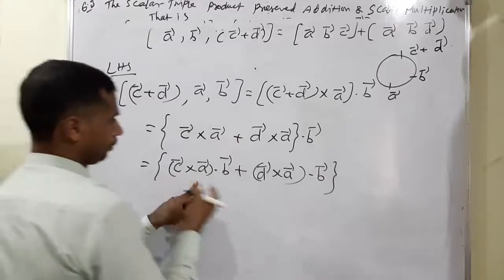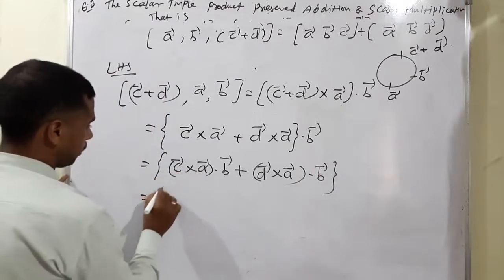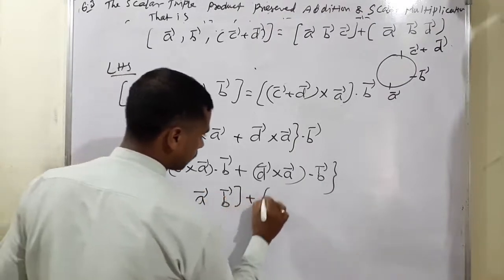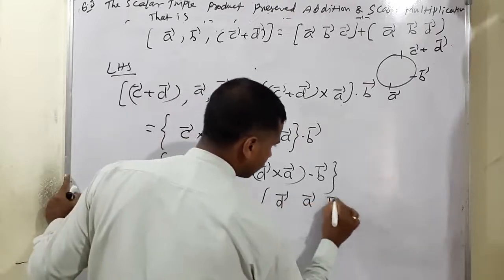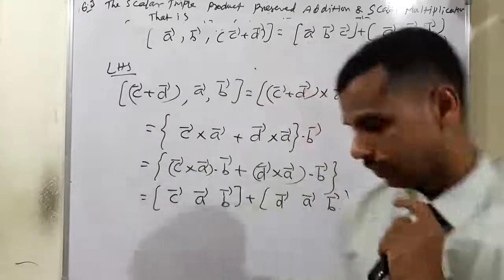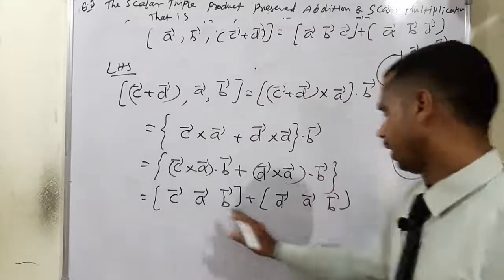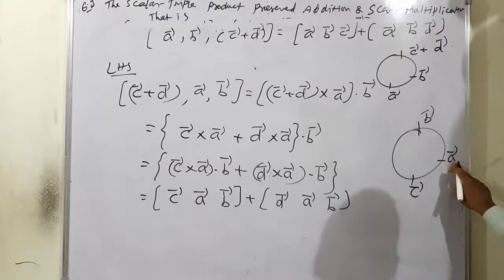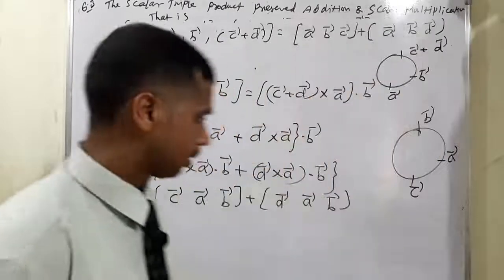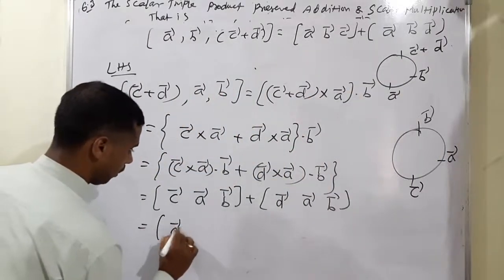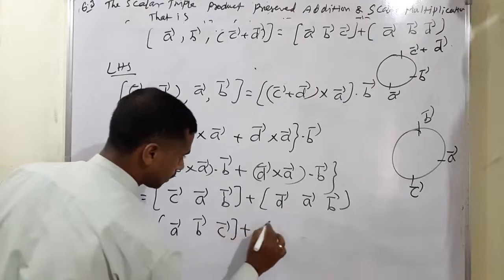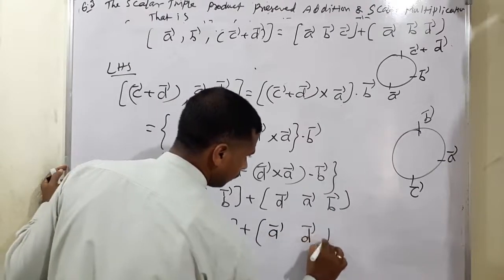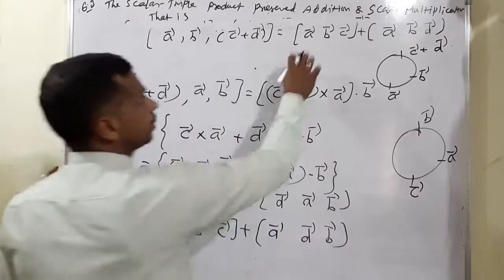Again the circle term CAB is there, isn't it? So C vector A vector B vector plus D vector A vector B vector. The circle CAB, C vector, A vector and B vector, starting with A means ABC: A vector, B vector, C vector. ABC, ABC.